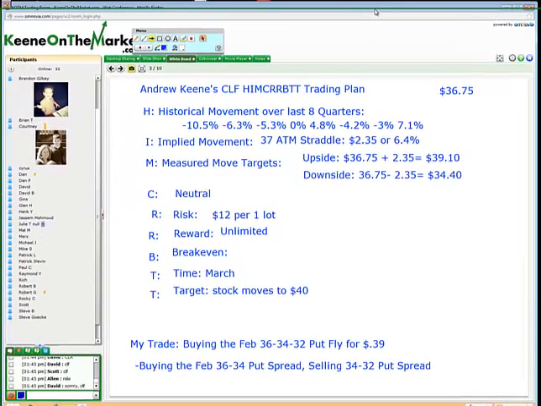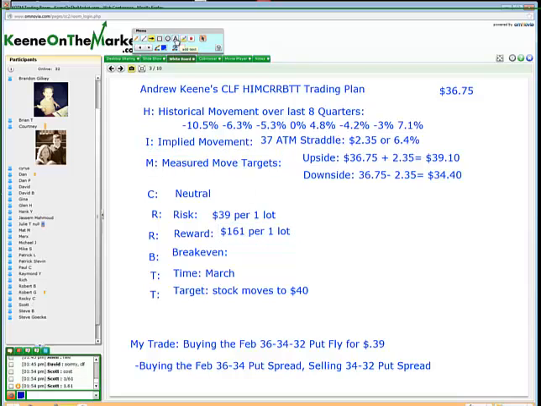So this is a Cliff put fly for earnings. My risk on this trade is very easy. The most I can lose on a put fly is the 39 cents. The most a put fly can be worth is the difference between the highest strike price and the middle strike price. So the most it can be worth is $2 minus the 39 cents I pay for it, which is $161 per one lot.